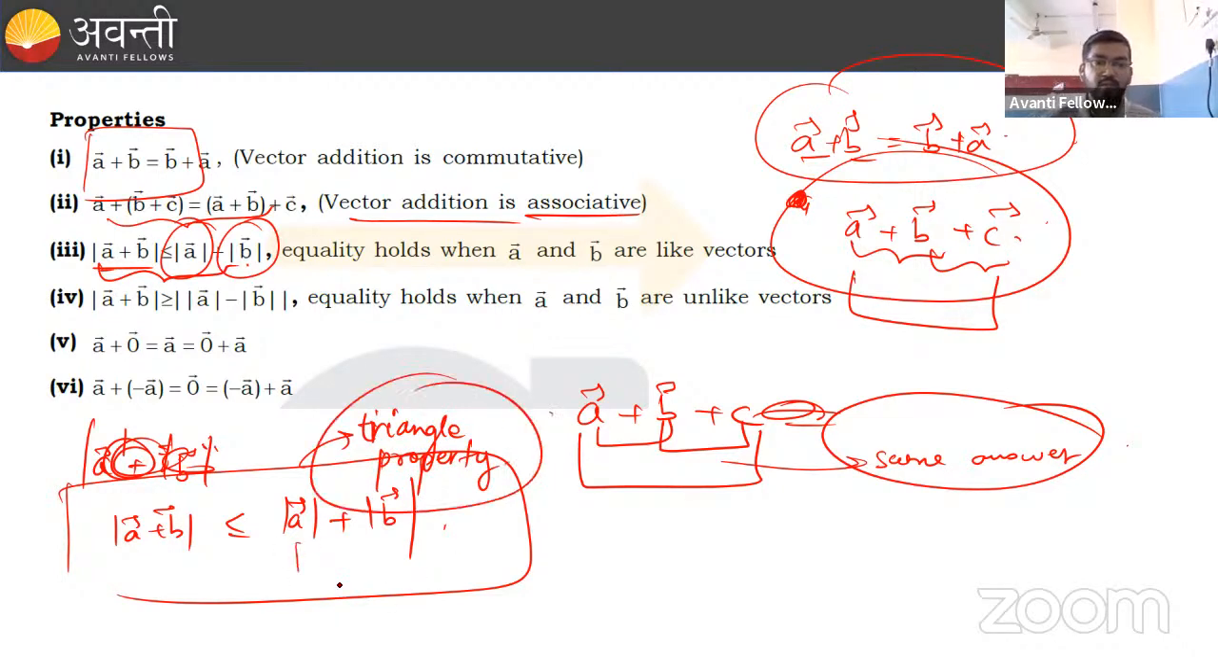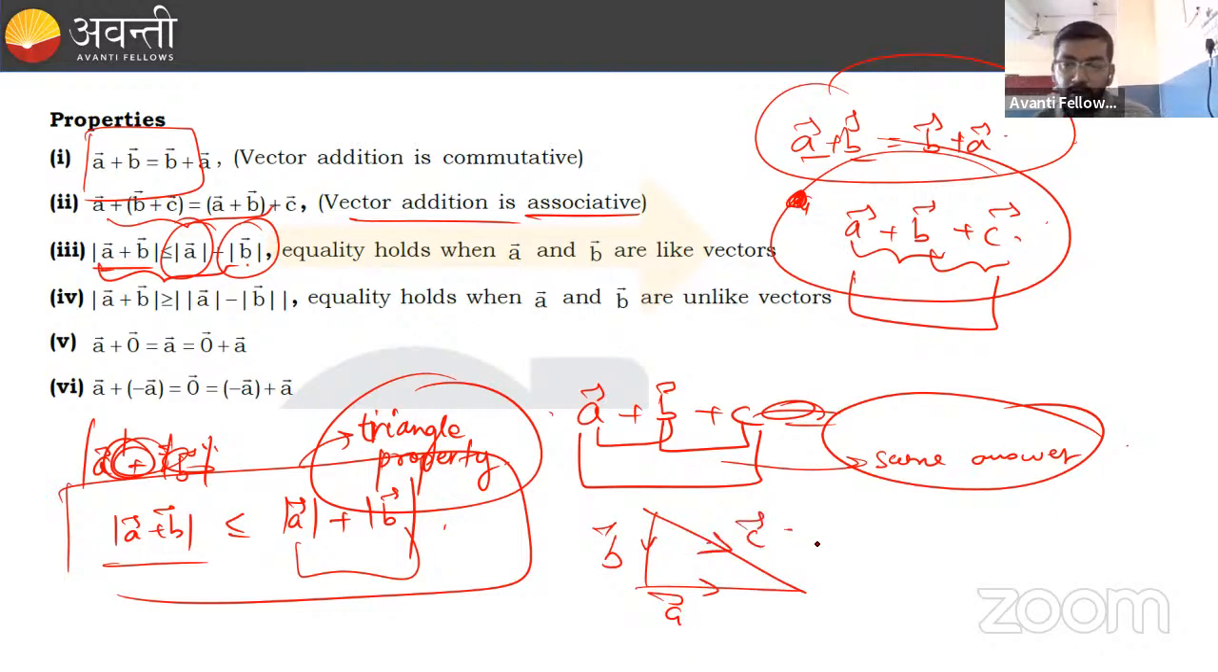So the sum of the two sides is always greater than the third side, right? You draw this vector a bar, b bar. If this is the vector, this is the resultant c bar. So we know that c bar is equal to a bar plus b bar. We know that the sum of these two sides will always be greater than the third side. So exactly this property is that.